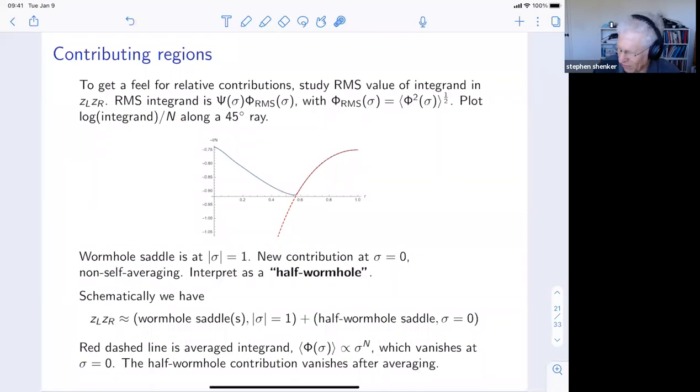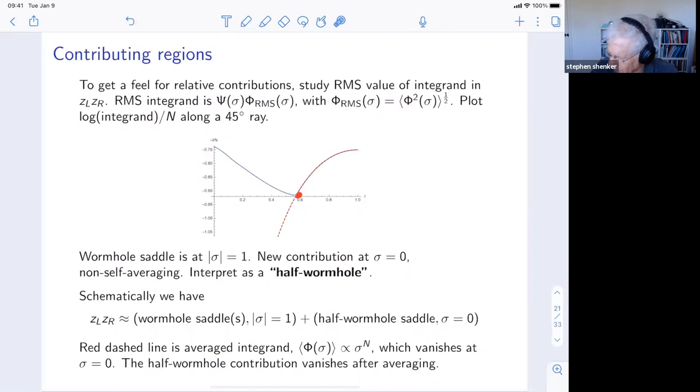And then this is a picture of that log integrand over n. Big things make big contributions. Small things make small contributions. This is the value 1. This is the wormhole saddle. This is the place that we've already located. This gives the signal.